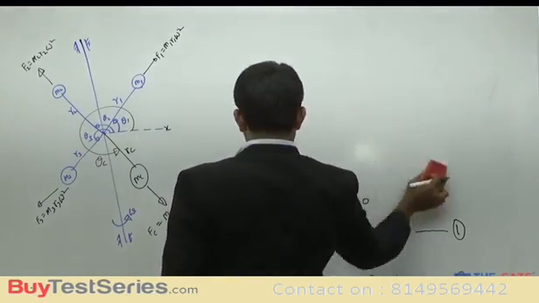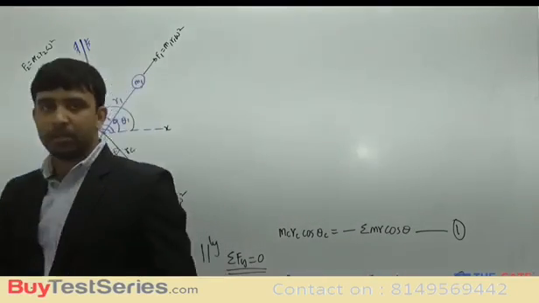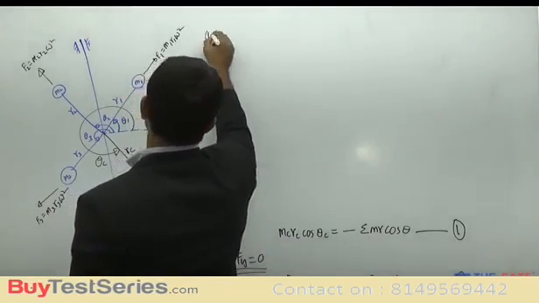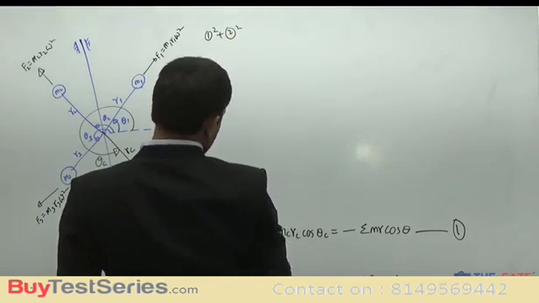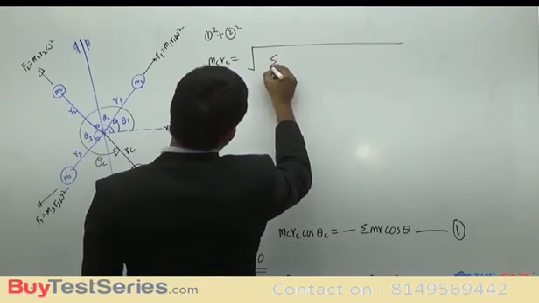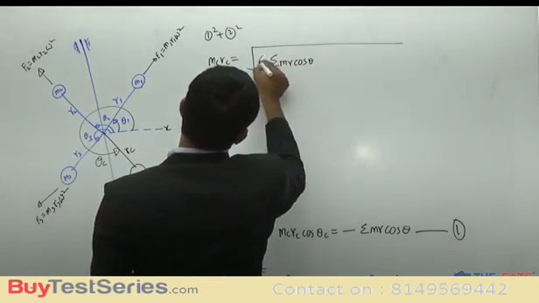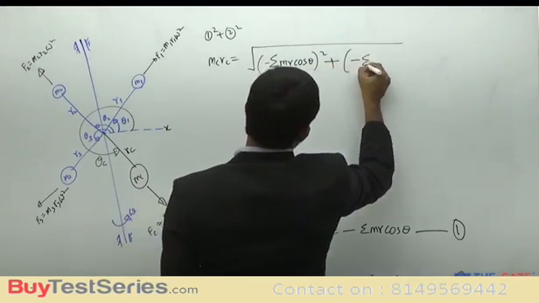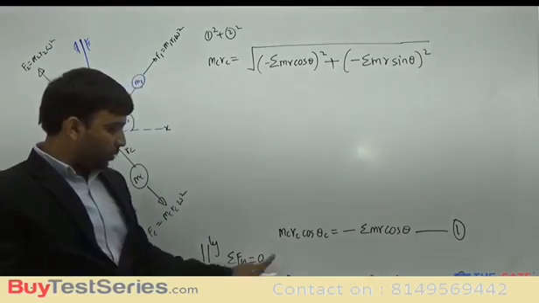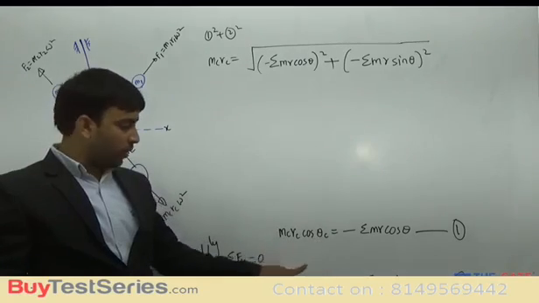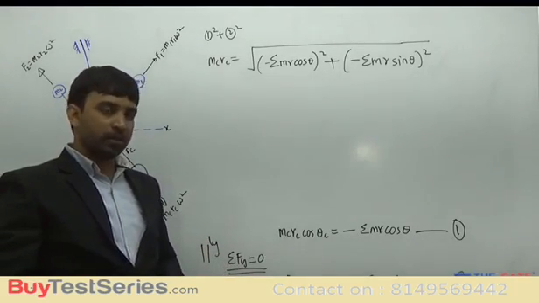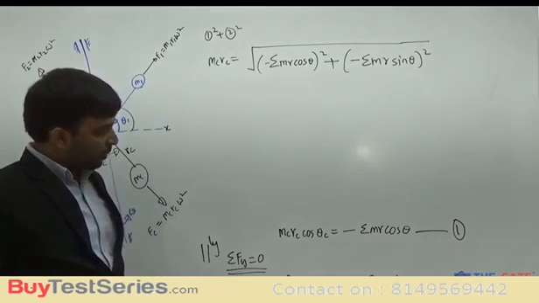By solving these two equations, we can find the counter mass to be introduced and in which direction we need to introduce it. So I am going for squaring and adding of both the equations, 1 square plus 2 square. From here I can write MCRC is equal to under root, summation mr cos theta whole square plus minus summation mr sin theta whole square. Here it is MCRC cos theta c whole square plus MCRC sin theta c whole square. If I take out MCRC whole square, sin square theta c plus cos square theta c is 1.